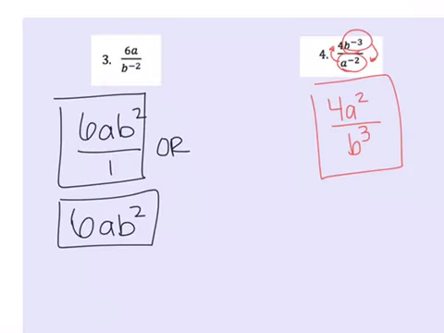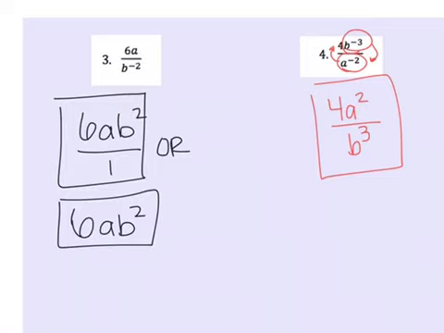So here's what I got for number 3 and 4. Number 3, you can have the 1 underneath as a fraction and leave it that way, or you can get rid of it. Whichever way you have it is completely fine. But you have to make sure that the a, b squared are on top of a fraction then, or on top of the division bar.